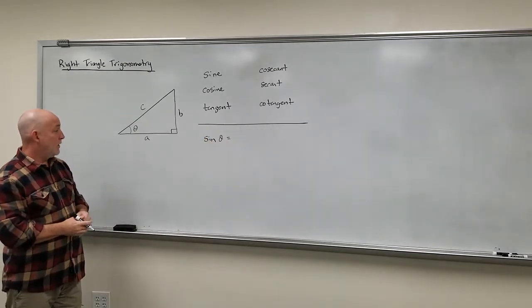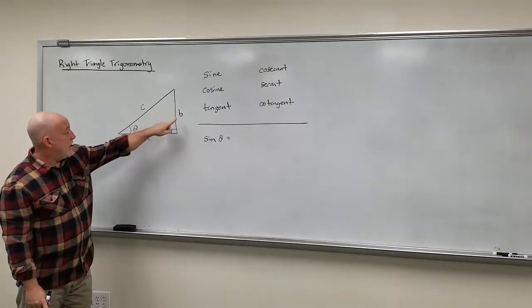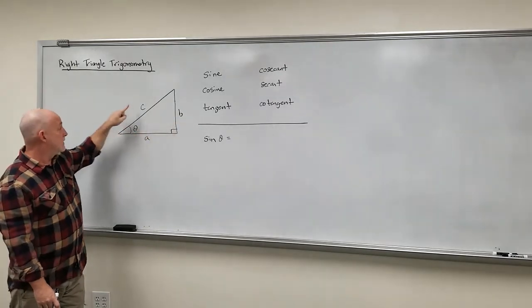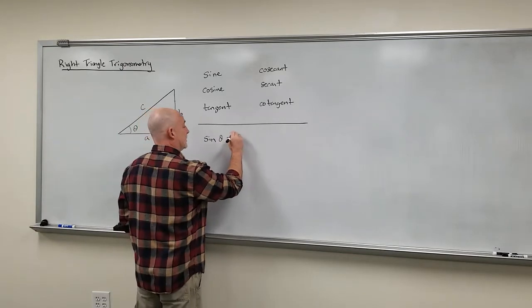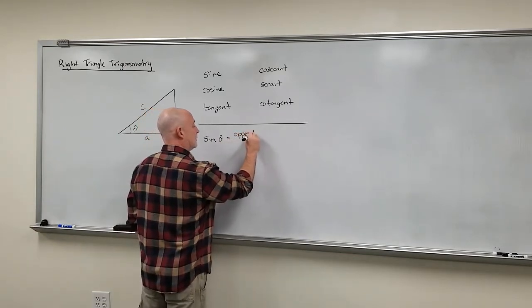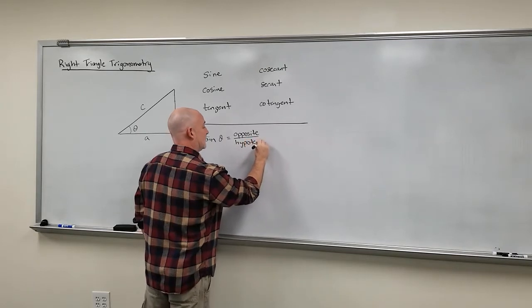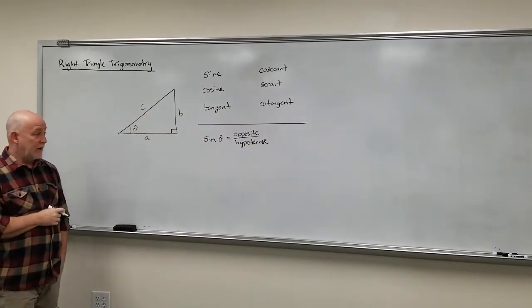Now, the ratio we have for the sine, if we're looking at our angle, is the side opposite from it. If you go straight across, that's the opposite side, and this side is called the hypotenuse. So we generally say that the sine function is the opposite side over the hypotenuse.